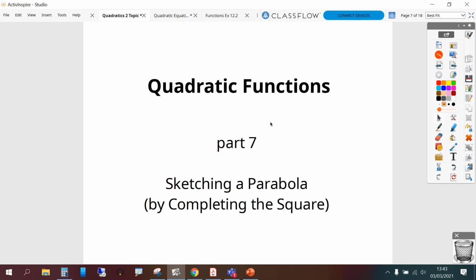Quadratic Functions Part 7, Sketching a Parabola by Completing the Square. So this is a new way of sketching a parabola.